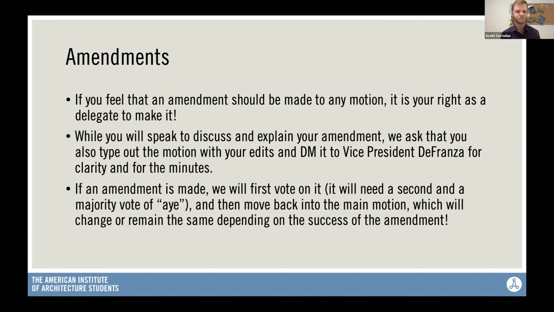If an amendment is made, we will first vote on the amendment itself. It will need a second and a majority vote of aye. And then we will move back to the main motion, which will change or remain the same depending on the success of the amendment. So if the amendment passes, we will now be voting on the motion with the amendment. And if it fails, then we will just go back to voting on the main motion. So I know that that's confusing, because I confuse myself when I talk about it.